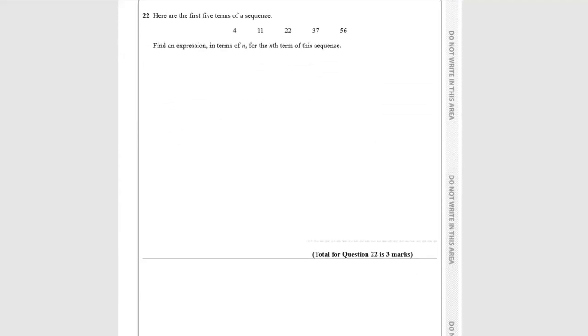Question 22. It says, here are the first 5 terms of a sequence. Find an expression in terms of n for the nth term of the sequence. So let's just write them out: 4, 11, 22, 37, 56. So we have a general form of a plus b plus c. We have a difference here of 7, difference here of 11, difference here of 15, difference here of 19.